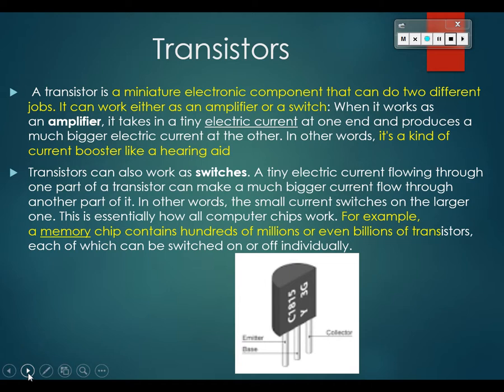Transistors can also work as switches. This means a current flowing through one part of a transistor can make a much bigger current flow through another part of it. Basically, a small current switches on a larger current. And this is how computer chips work. The only example you need is a memory chip. It contains hundreds of millions or even billions of transistors, and transistors should all be in yellow.